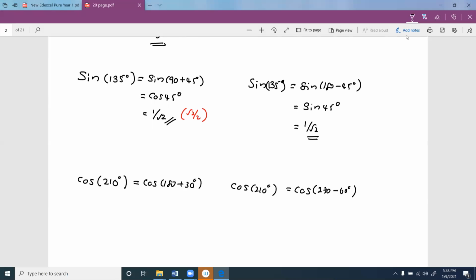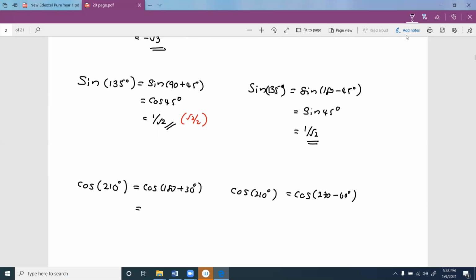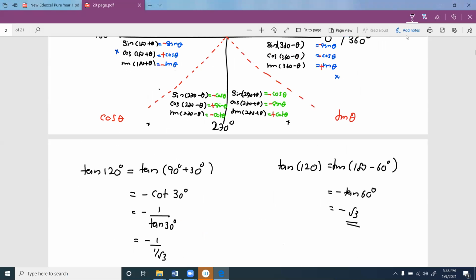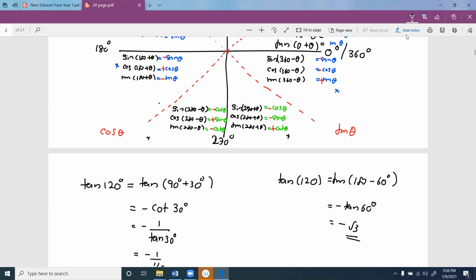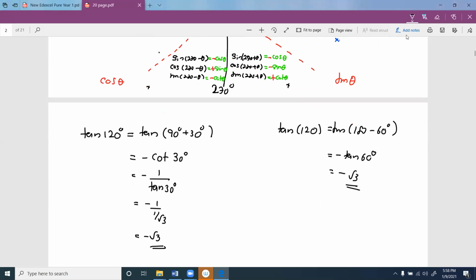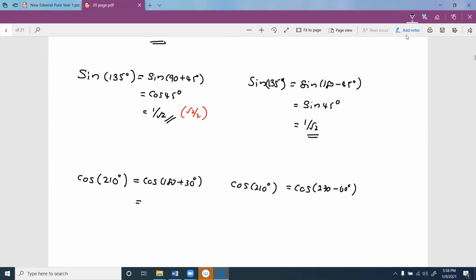Anyway, you have to start with either 90, 180, 270 or 360, right? Cos 180 minus theta, cos 180 plus theta. From this table, you know that cos 180 plus theta is minus cos theta. Sorry, cos not theta, actually it should be 30. Cos 30, we know that it is root 3 over 2, right? If you use this technique with 270 minus 60, that one you can say, yes.